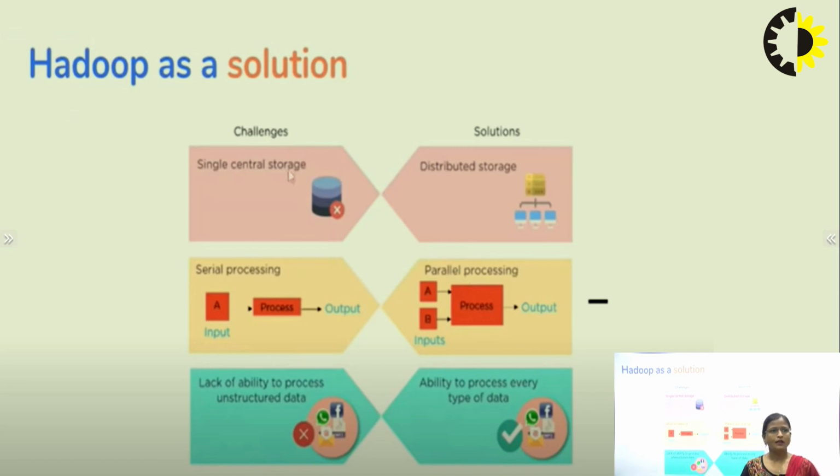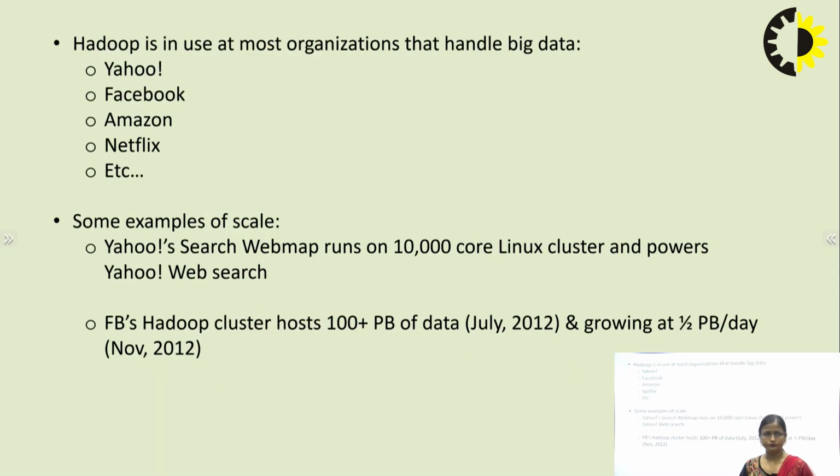Third challenge is lack of ability to process unstructured data, because RDBMS and other concepts are used to handle data, and they are not able to handle unstructured data. So that is why Hadoop is used, because it has the ability to handle both structured and unstructured data, that is every type of data.